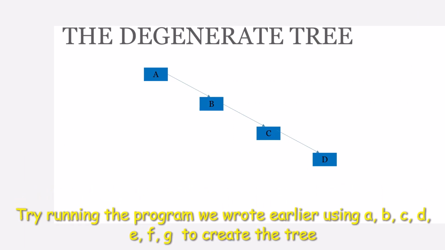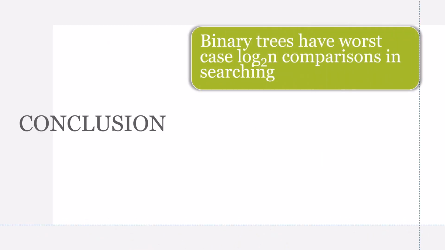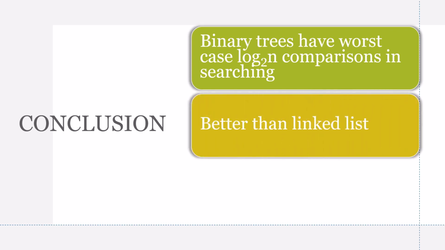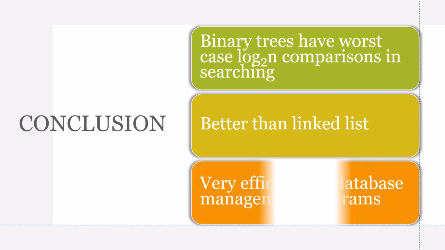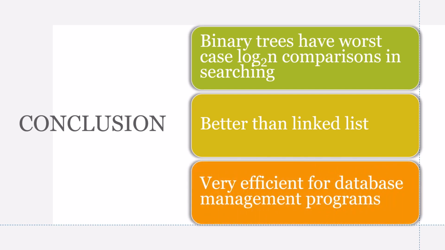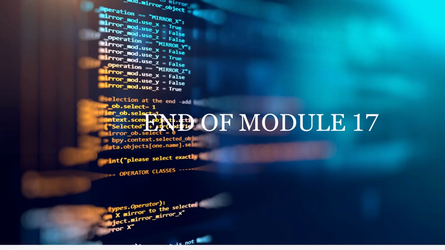Now, coming to our conclusion on binary trees, binary trees have worst case log n to the base 2 comparisons in searching, very similar or the same rather as the binary search we've spoken about in an earlier session. They're better than linked lists because of course they cut down the search time, as we have seen in our sessions on binary trees. Therefore, they are very efficient for database management programs. This ends our session for today as well as module 17.